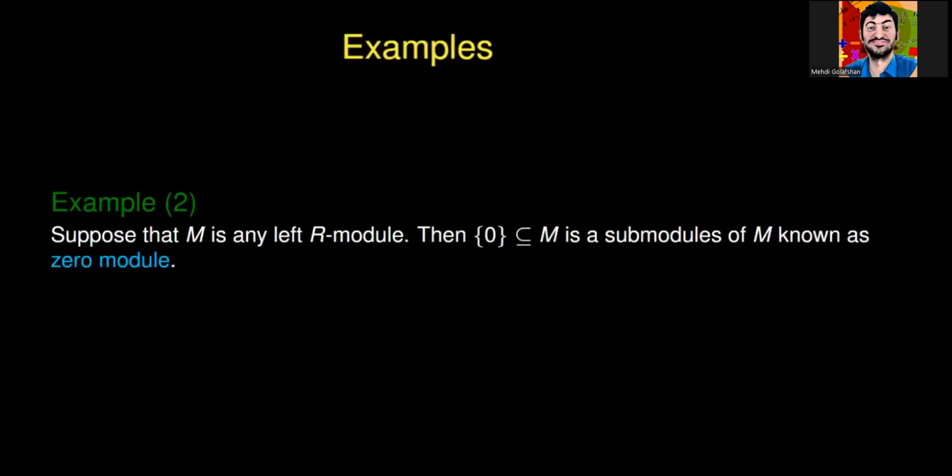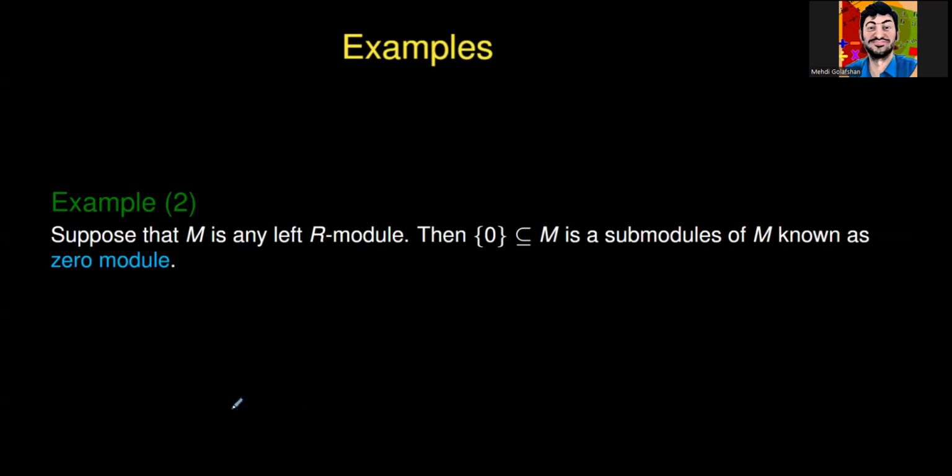So what about the second example? Suppose M is any left R module. Then if you look at the singleton 0, the additive identity, which is always sitting inside of M, it is always a left submodule of M known as the zero module. So singleton 0 satisfies all conditions of a left R module, and since it's a submodule, it is itself a left R module.